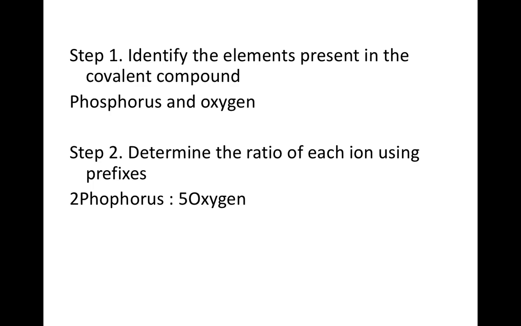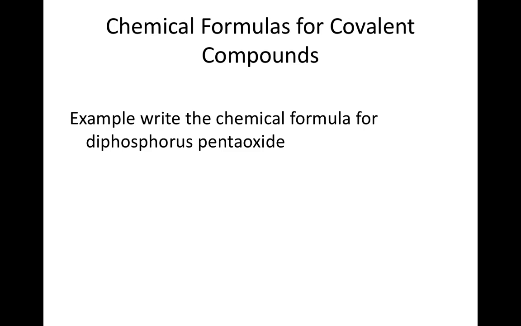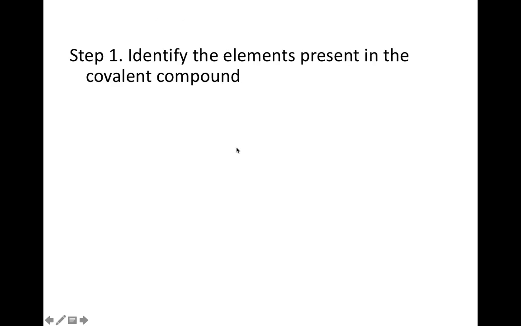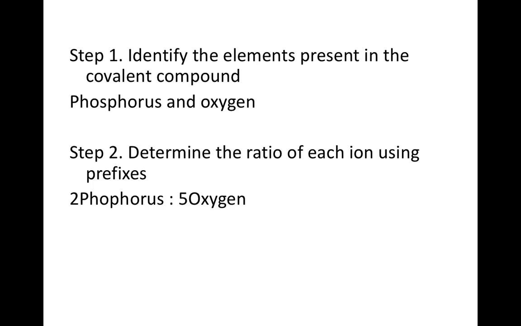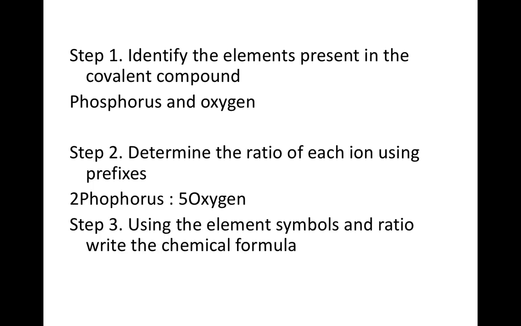We do not use the periodic table to determine this. We use the prefixes in the name. So it's diphosphorus, which means 2 phosphorus, and pentaoxide. Penta means 5. So it's 2 phosphorus to 5 oxygen. And step 3, using the element symbols and ratio, write the chemical formula. So it's P2O5.